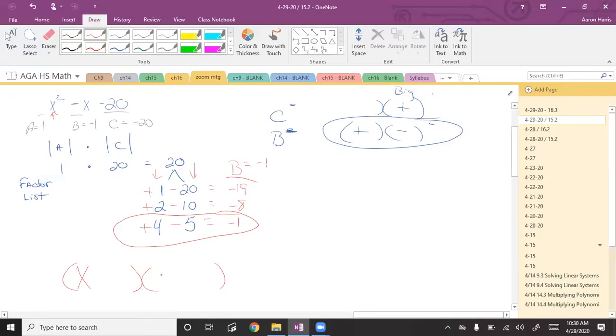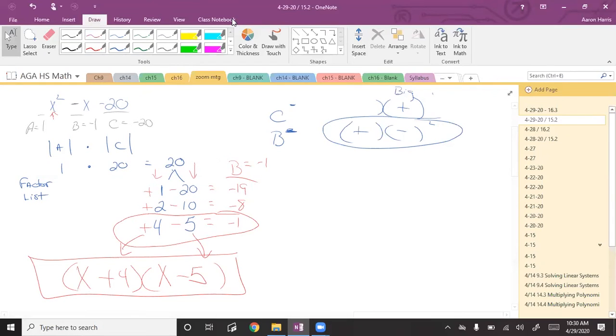A. X. Okay. Awesome. And then we put what in for the second term? Numbers. And those numbers are? Positive 4 and negative 5. Good. And are you done? That's my factor, right? Thank you. Yay! I did it.